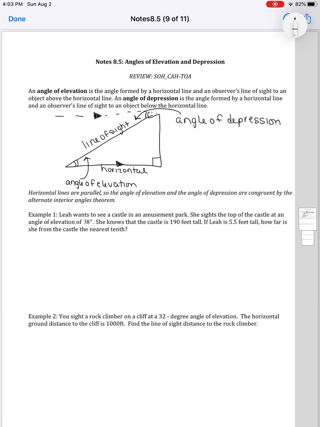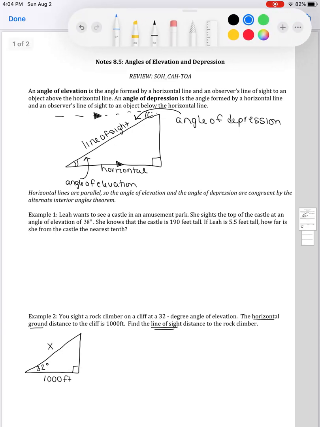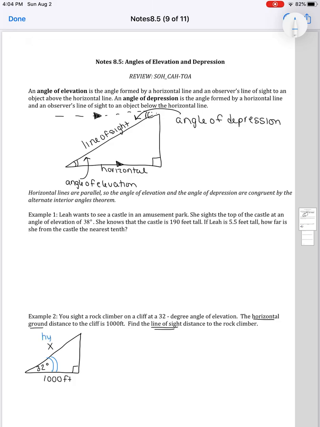All right, so I'm going to start actually off with number 2. No matter what, you know you're starting with the right triangle. So you sight a rock climber on a cliff at a 32-degree angle of elevation. So 32 goes down here. The horizontal ground distance is 1,000 feet. So that's the bottom. Find the line of sight. So the line of sight is our hypotenuse. According to the angle that we have, x is the hypotenuse. The 1,000 is next to it, so that's the adjacent side.